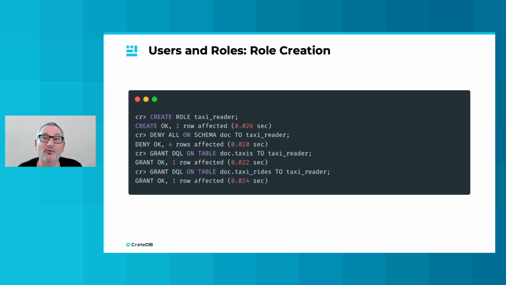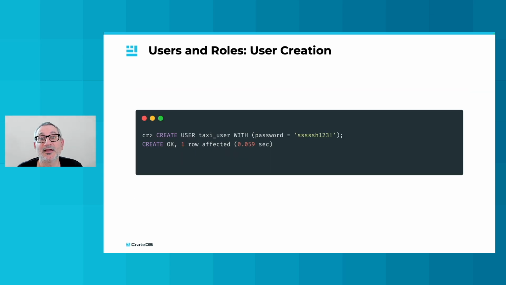Now we have a role, we can assign it to one or more users. Let's create a user named Taxi User and give it a password. By default, this user has no privileges. Giving the Taxi Reader role to our new user grants it the privileges associated with that role.